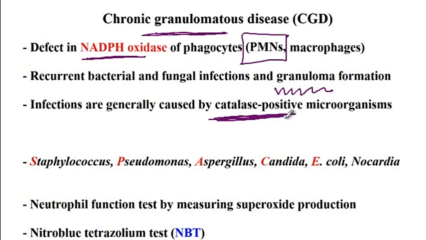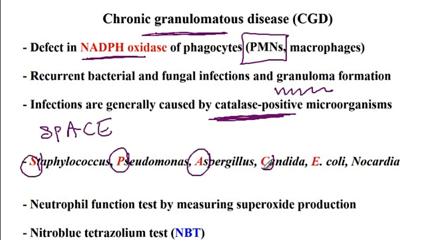Catalase positive microorganisms include the SPACE organisms, which include Staphylococcus aureus, Pseudomonas, Aspergillus, Candida, as well as E. coli. And then Nocardia is also another common cause of infection in patients with CGD.